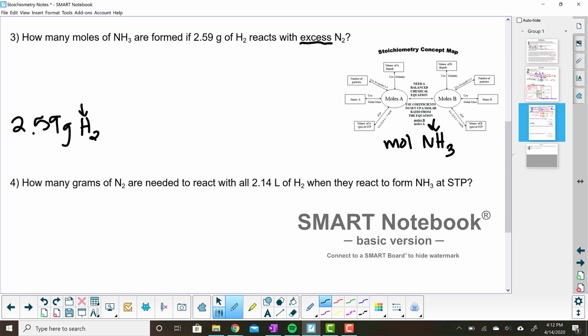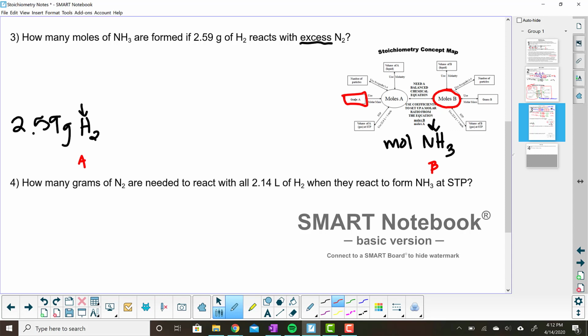Now let's look at our mole map or our stoich map. I'm going to probably just call it the mole map. We need to look at this mole map to help plan out how we're going to get from grams of H2 to moles of NH3. Since we switched substances, we can say H2 is substance A, NH3 is substance B. It doesn't really matter which one is which, but we're starting in grams of one thing, and we want to get to moles of the other thing. So we're going to have to do a couple steps here.